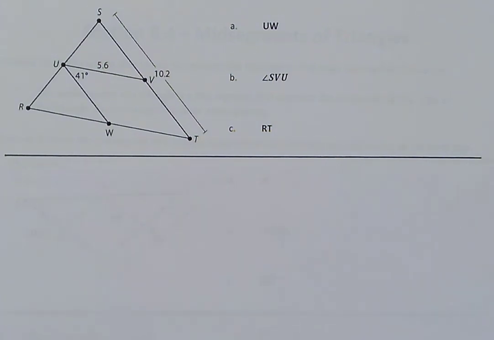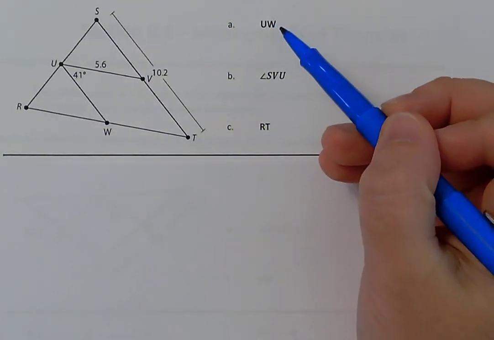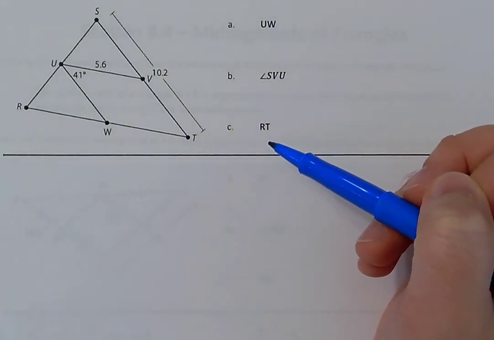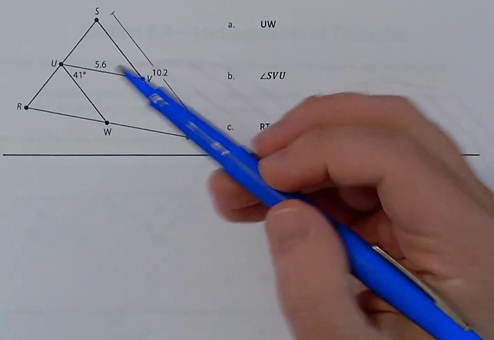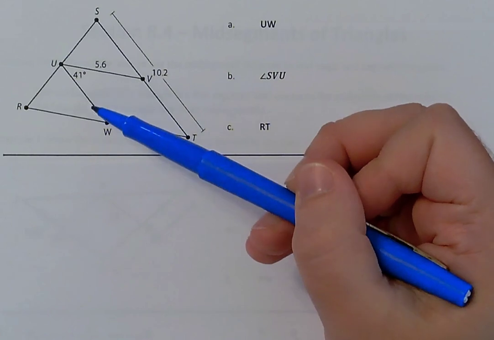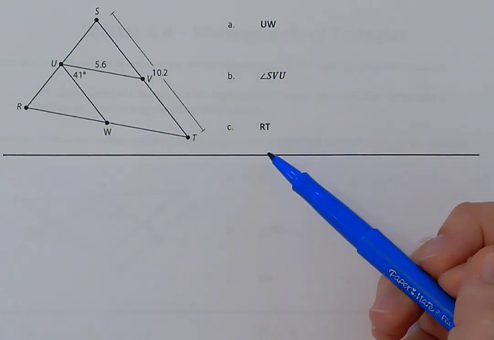If we look at our first example on the back side, we have the triangle SRT, and they want us to go through and find the different measurements, whether it is side lengths, angle measures, or segment lengths. We have two mid-segments drawn in our triangle, and we're going to use both of them to figure out these measurements.